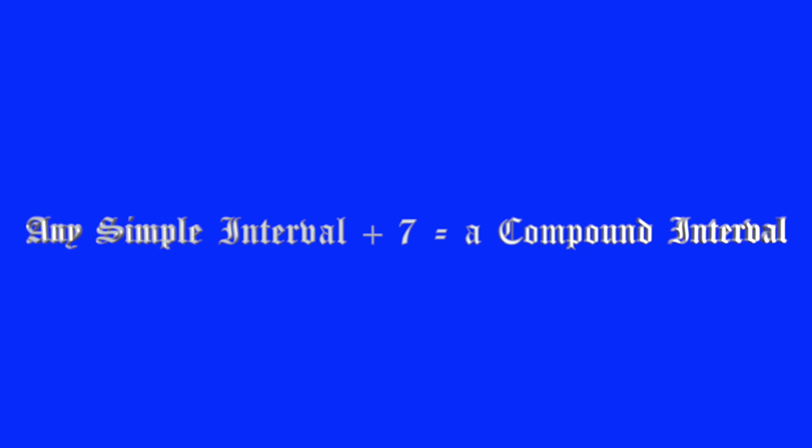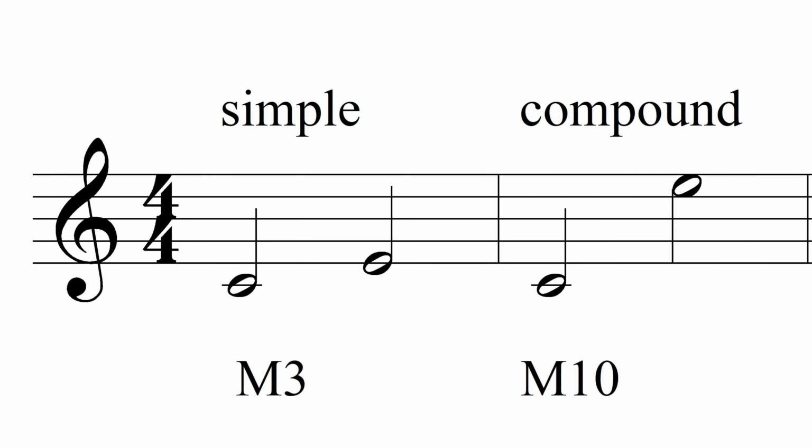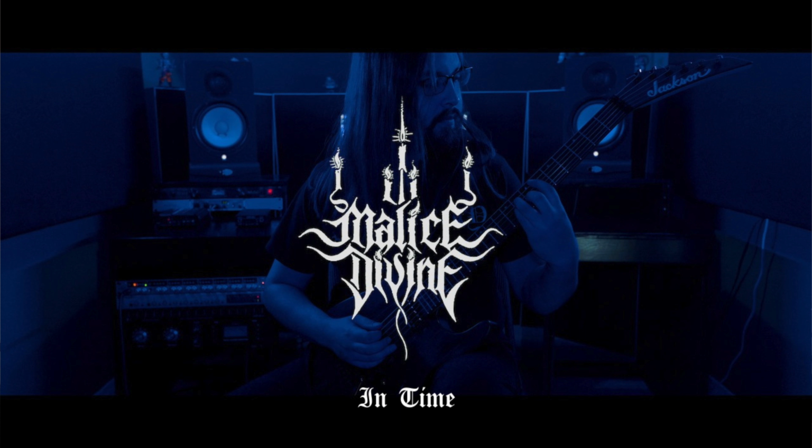Compound intervals are really just the same as simple intervals, except that they are a whole octave higher than their simple interval counterparts. The same concept of interval qualities as previously discussed applies to compound intervals as well. There are major and minor ninths, natural and augmented 11ths, minor and major 13ths, etc. The Malice Divine song In Time is an excellent example of using compound intervals in a song.